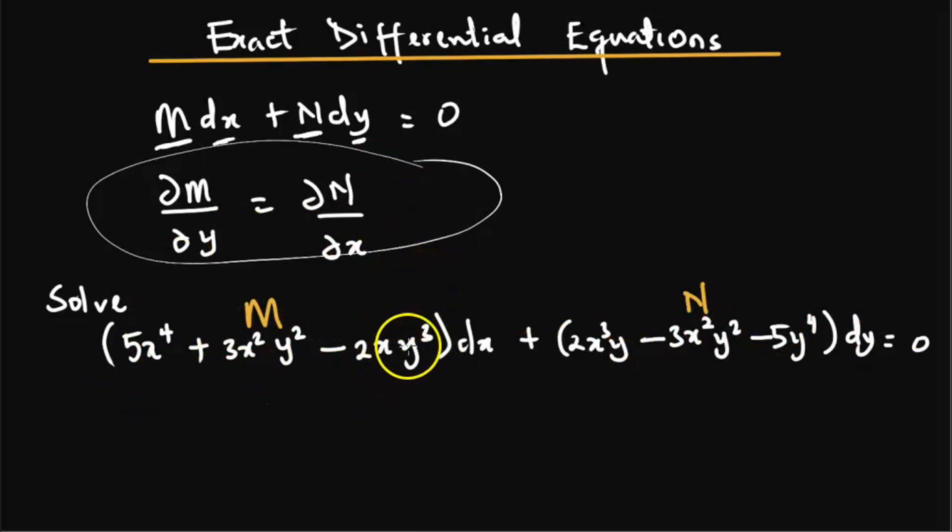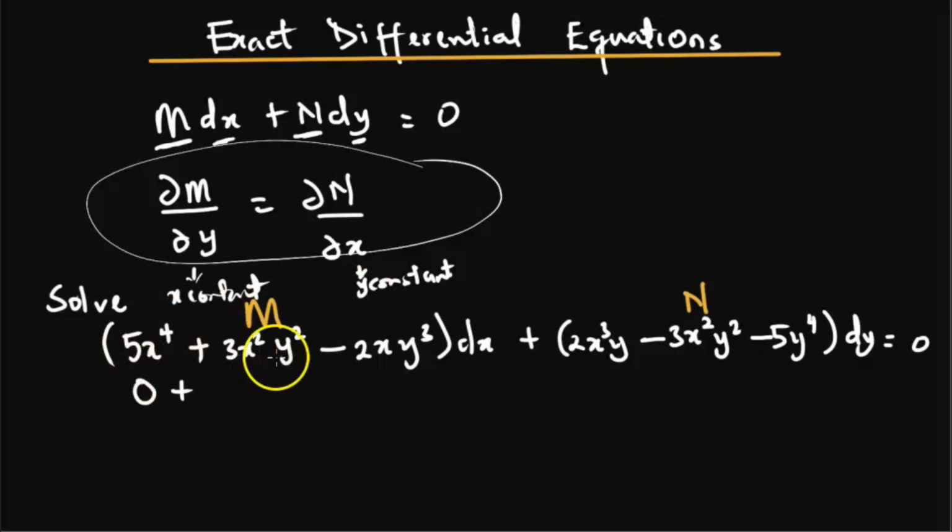So the next step now is to differentiate M with respect to y partially and to differentiate N with respect to x partially. How do we differentiate M with respect to y partially? We keep x constant. And to differentiate N with respect to x partially, we keep y constant. Now, when we differentiate 5x^4 partially with respect to y, this is a constant, since we are keeping x constant. So differentiating a constant gives us 0.